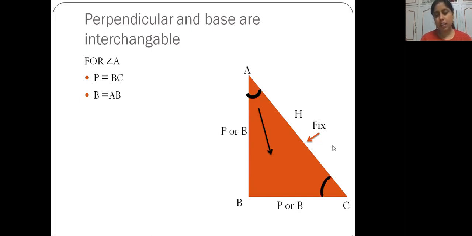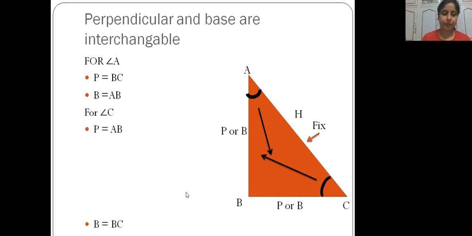For angle C, for this acute angle C, our perpendicular is the opposite side of this angle, that is AB. AB becomes our perpendicular. In that case, if AB is perpendicular, the hypotenuse AC is fixed, so BC becomes our base. According to which acute angle I am taking, our perpendicular and base are interchangeable. You can't say that AB is our perpendicular or BC is our base. That depends upon which acute angle we are considering at the time.